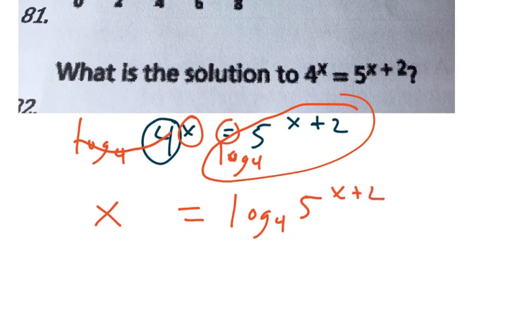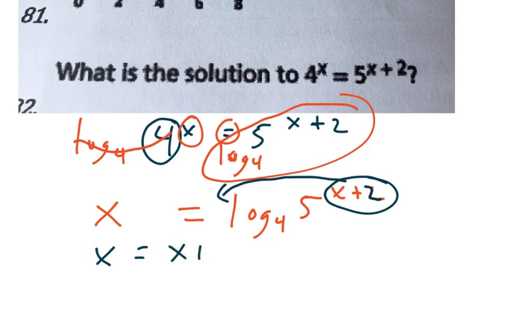So now what are we going to do? We're going to use one of our log rules or properties. We're going to bring that exponent down. Remember, we can bring an exponent down and make it a multiply in front. So x, in other words, would equal x plus 2 times the log of 5 base 4.